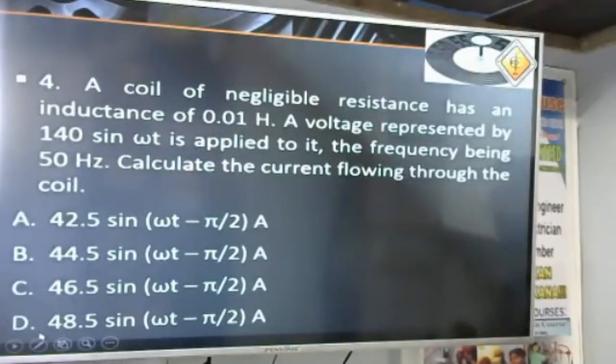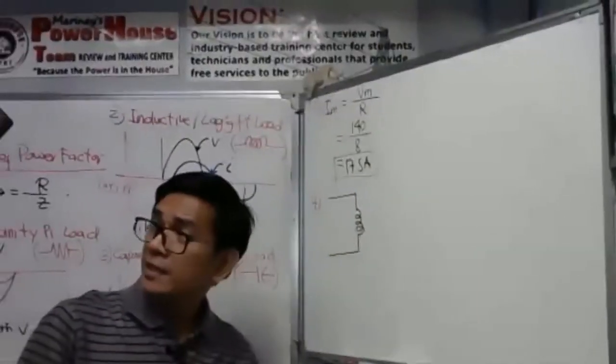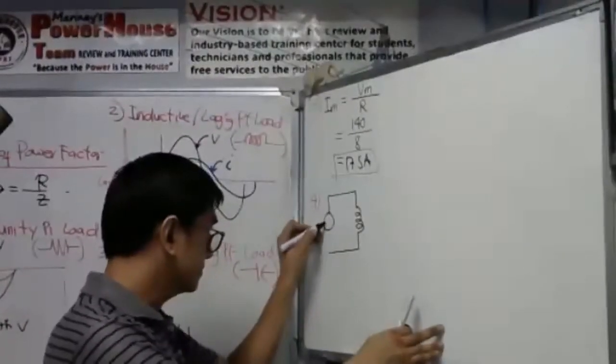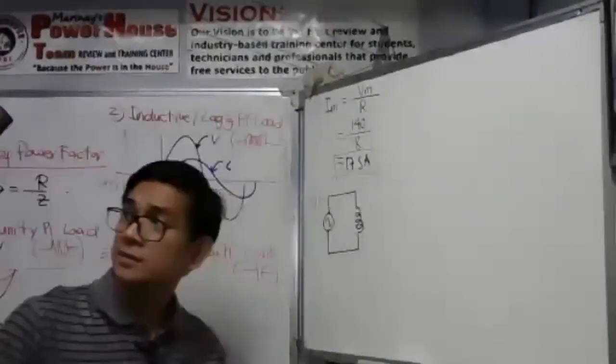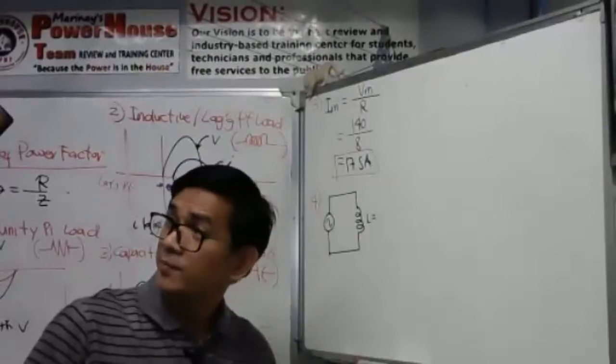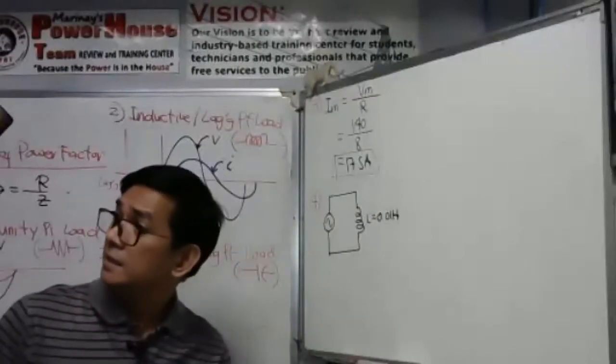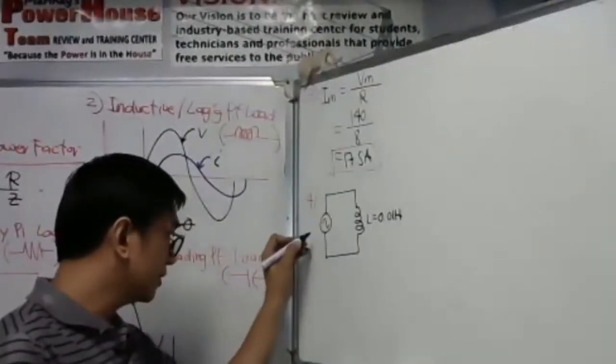So we are asked to find the current flowing through the coil. Again, we have a negligible resistance inductor or inductance. So may inductance tayo dito. Then we are given here a voltage source. Our L is how much? 0.01 Henry.